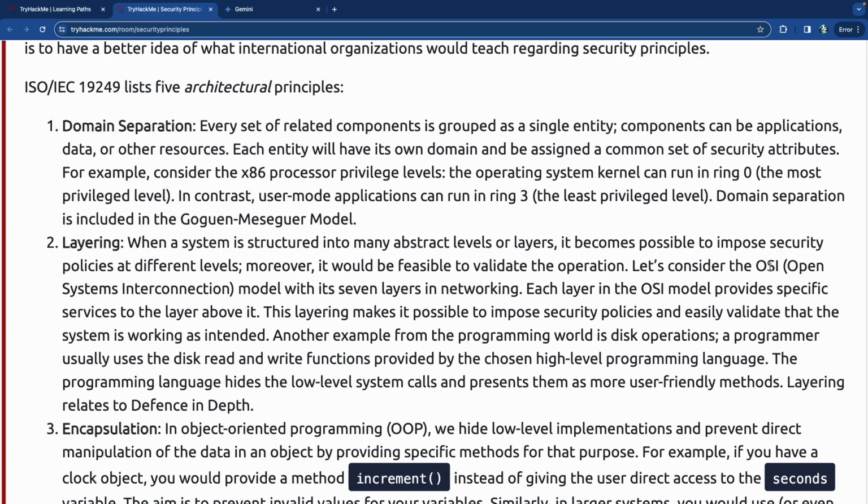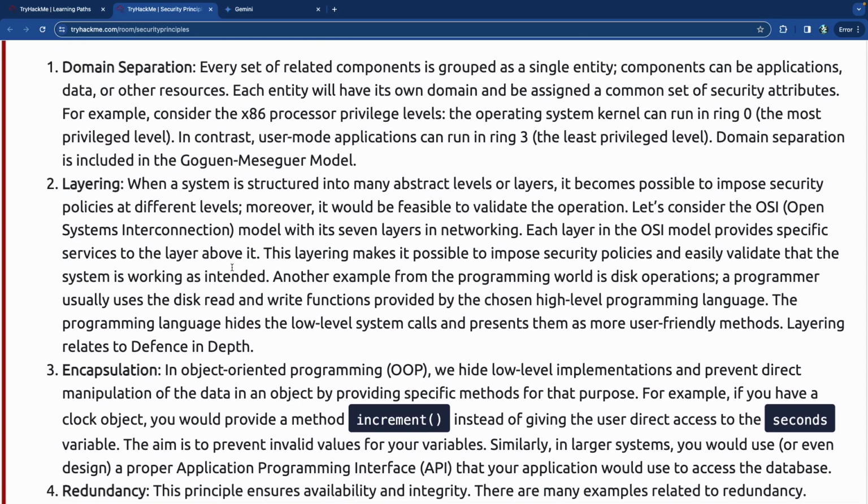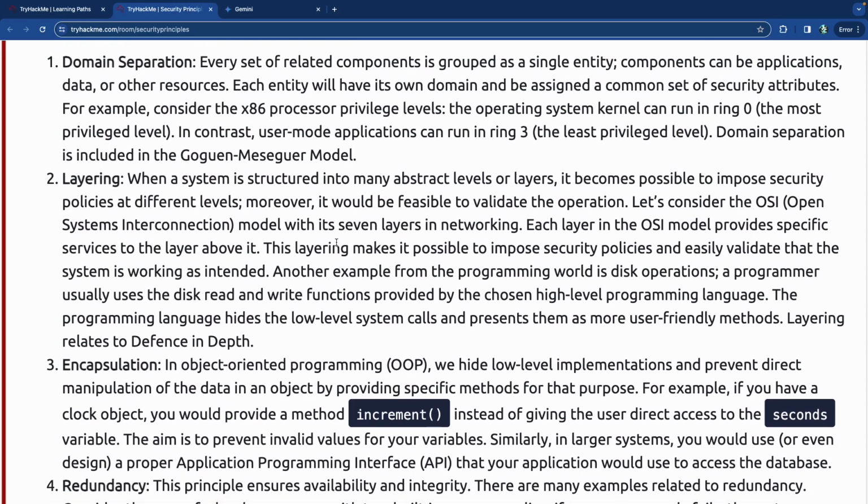So let's consider the OSI, Open System Interconnection model, with its 7 layers. The mnemonic I use is "Please do not throw sausage pizza away." That's how I remember it, starting from layer 1 going to layer 7. Each layer in the OSI model provides specific services to the layer above it. This layering makes it possible to impose security policies and easily validate that the system is working as intended.